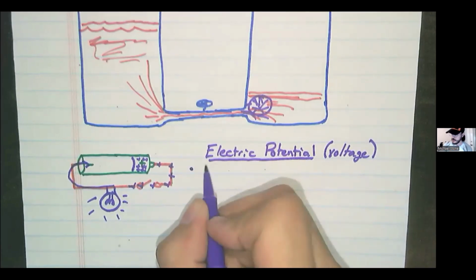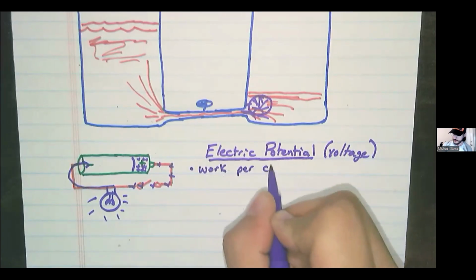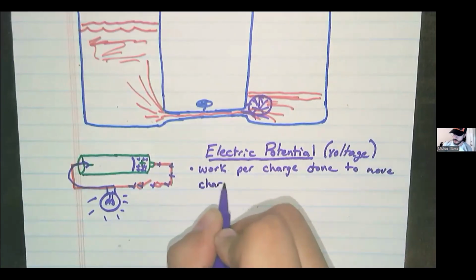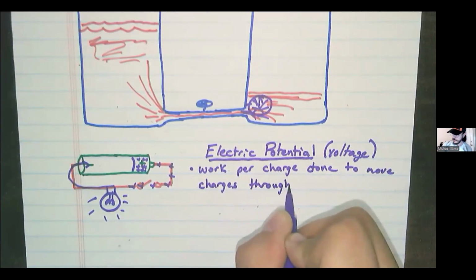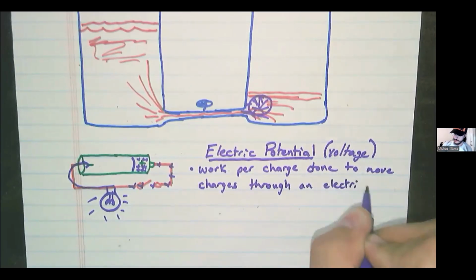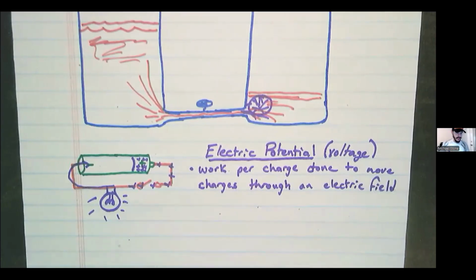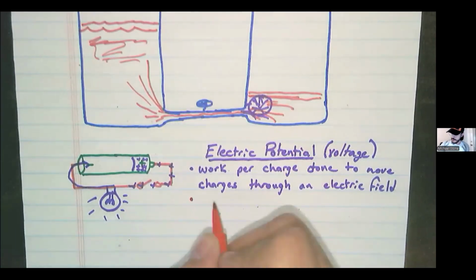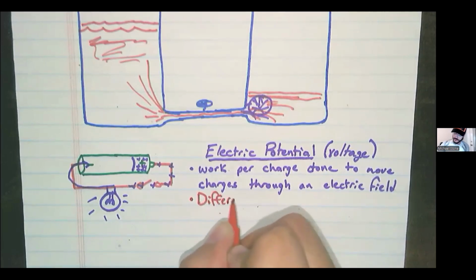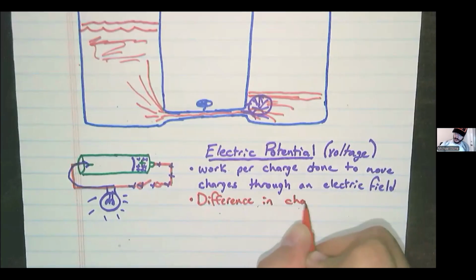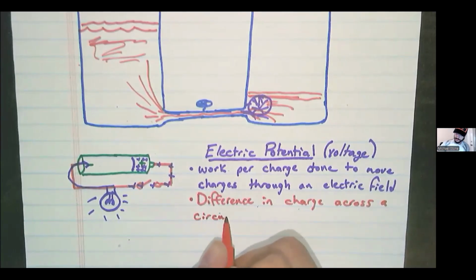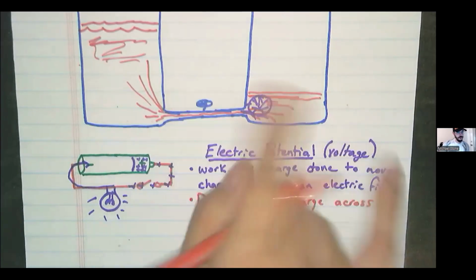We will define electric potential as the work per charge done to move charges through an electric field. A simpler way to think of it, especially when you are dealing with a battery, and that jives better with this analogy, is to say that it is the difference in charge across a circuit. When there is no difference in pressure, the water stops flowing.